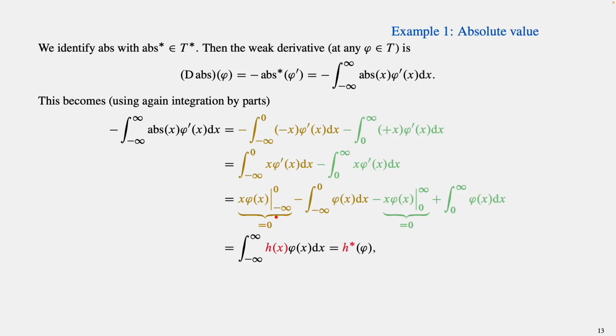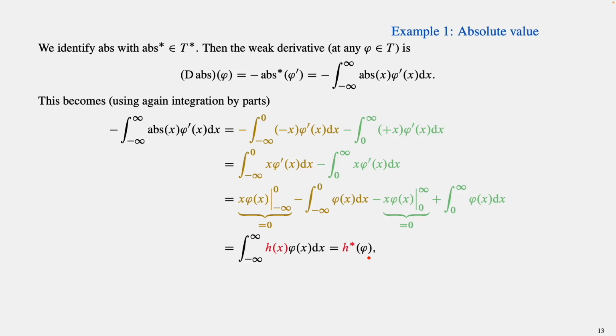So in both integration limits here this expression is 0, so this disappears, and in the same way the corresponding part in the second integral disappears, and we are left with minus integral minus infinity to 0 of phi of x dx plus integral 0 to infinity phi of x dx. And now we combine these two parts into the integral of minus infinity to plus infinity over a function h of x times phi of x dx. And this is the same as h star applied to phi.